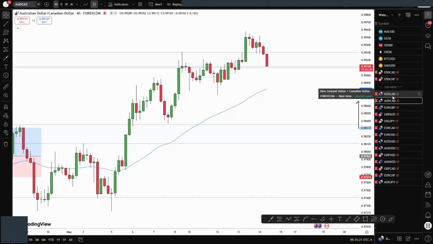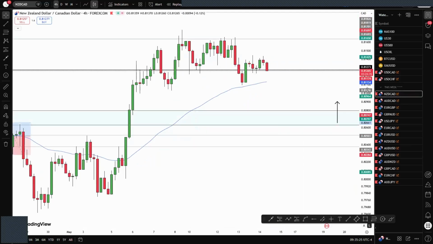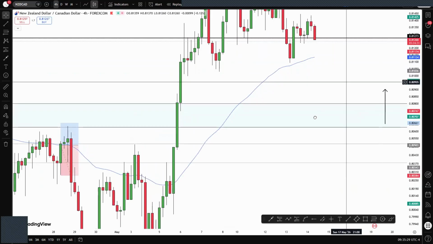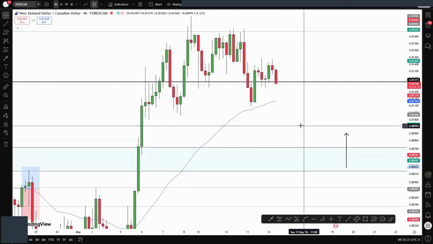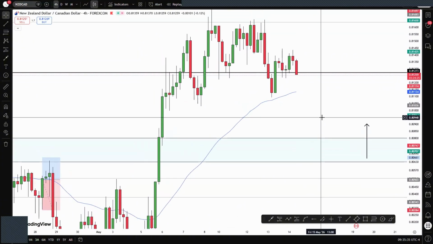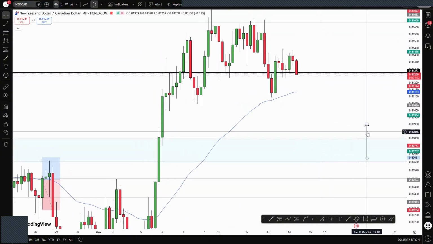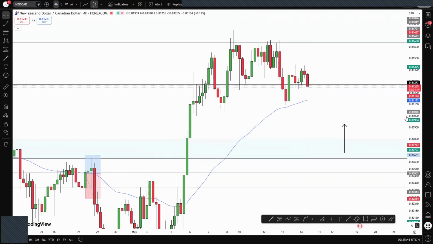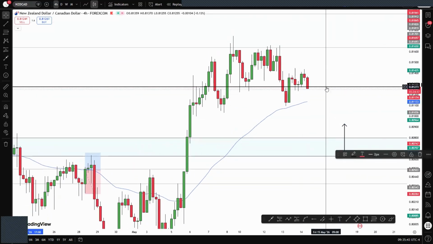So anyway, let's go back to where we ended. This is NZD CAD. You can see I've been waiting for a retest at this level, and price seems not to give us what we want. And what we do is just wait, because we can't really force it.